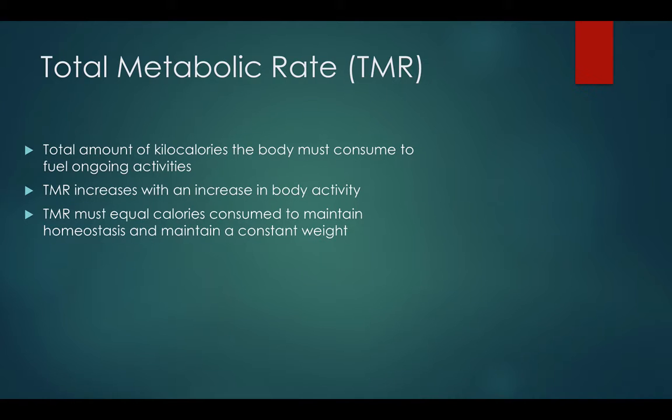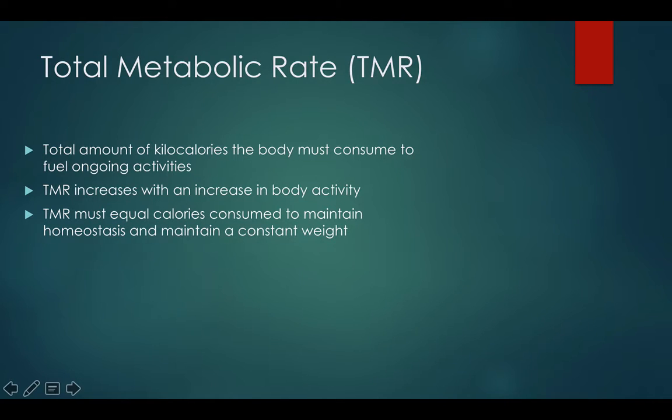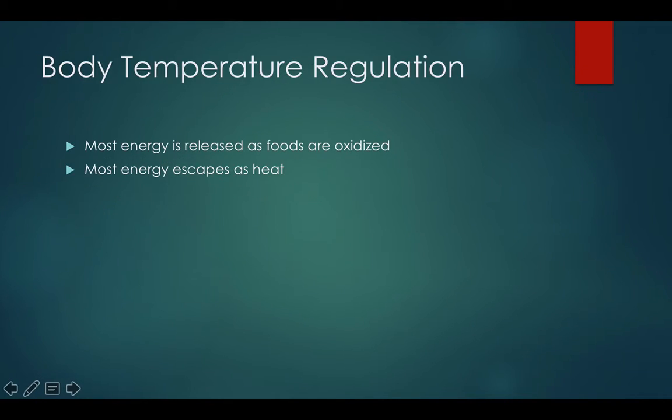And then your total metabolic rate is your TMR. This is the total amount of kilocalories that the body must consume to fuel ongoing activities. This will increase as you increase your body activity. So if you start running or working out regularly, then this rate will go up. And it must equal the calories that are consumed to maintain homeostasis and maintain a constant body weight.